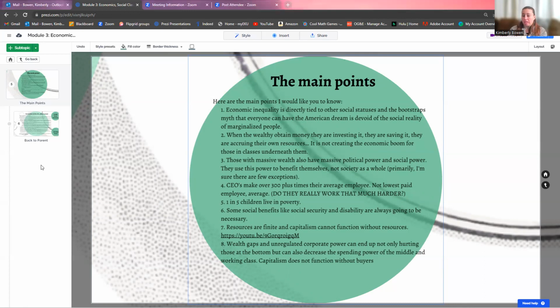One, economic inequality is directly tied to other social statuses, right? That intersectionality that we're talking about no matter what class you're in. And that the bootstrap myth that everybody can live the American dream is devoid of that social reality that marginalized people experience. It overlooks the fact that there are social networking hurdles, that there are institutionalized hurdles that are specifically put in the way of people achieving the American dream, depending on the marginalized statuses you carry.